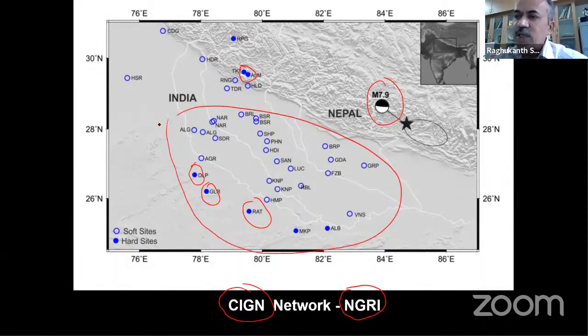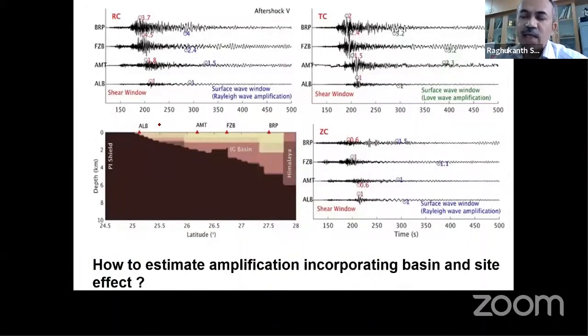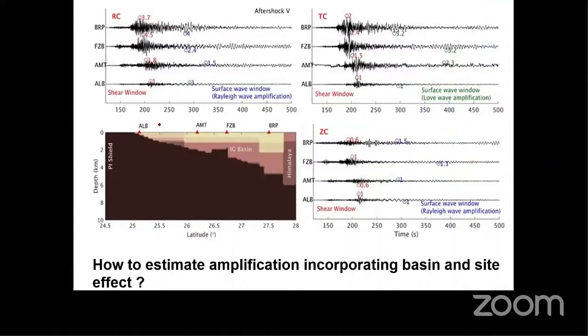So now with this data set, if you look at this data, that is recorded data, and if you try to plot them and find out whether any amplification happens due to the basin, there are some simple methods.